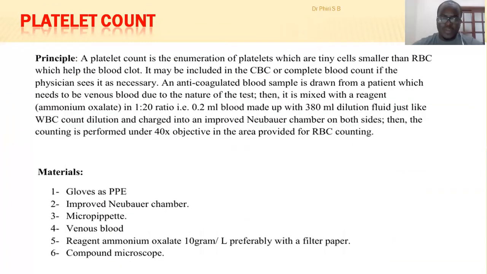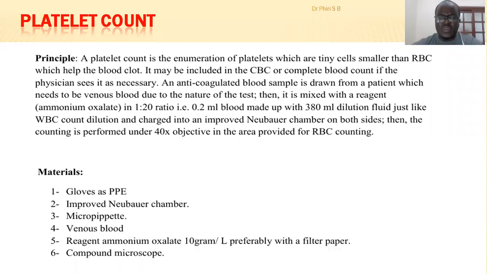The principle here: a platelet count is the enumeration of platelets, which are tiny cells smaller than red blood cells, which help the blood clot. They're not necessarily cells, like I said. These are cell fragments. So you want to count these cell fragments that are smaller than red blood cells.